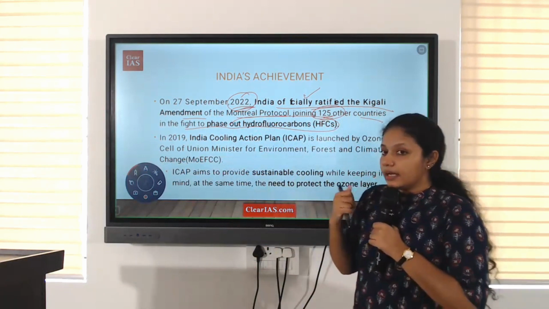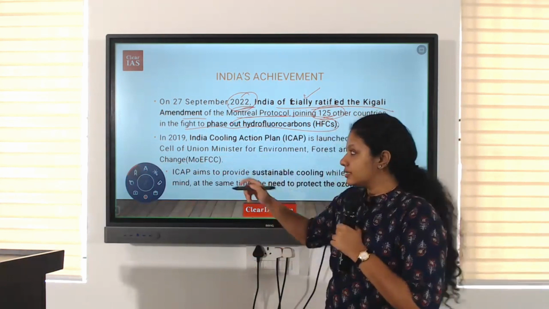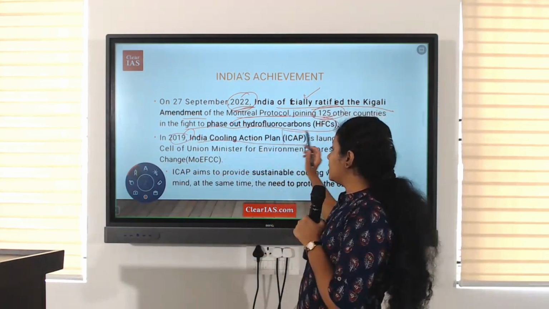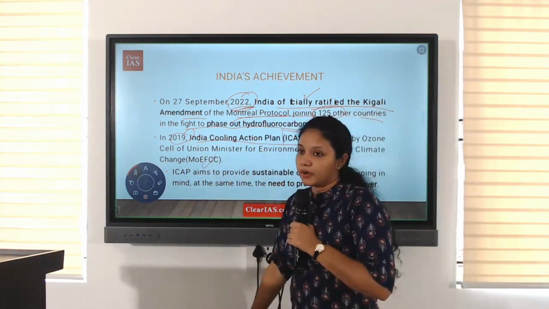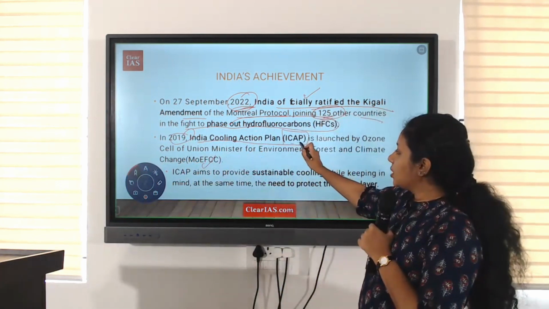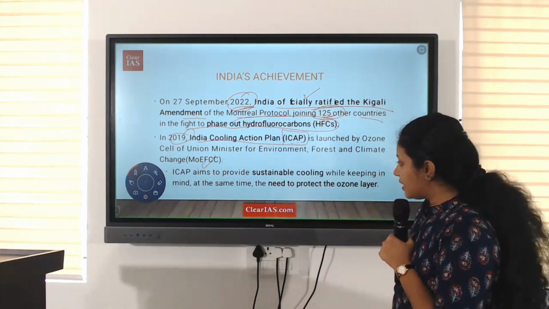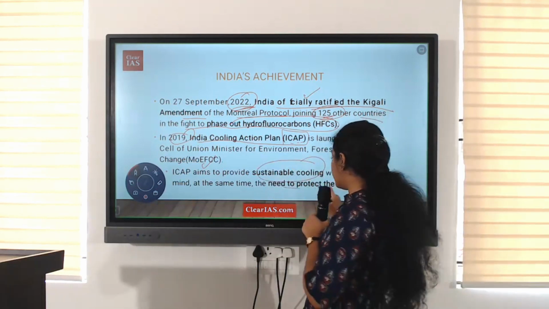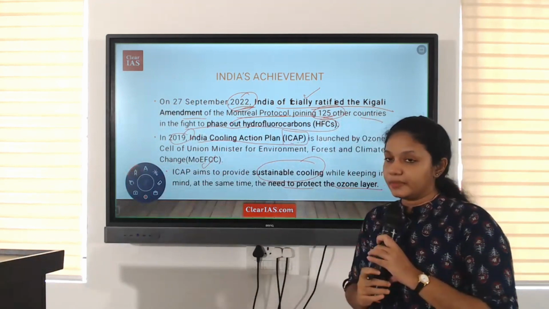Okay. Another of India's plans to reduce ozone depletion: in 2019, the India Cooling Action Plan, ICAP, was launched by the Ozone Cell of the Union Ministry of Environment, Forest and Climate Change. ICAP, India Cooling Action Plan, aims to provide sustainable cooling while keeping in mind, at the same time, the need to protect the ozone layer. So, these were India's achievements.